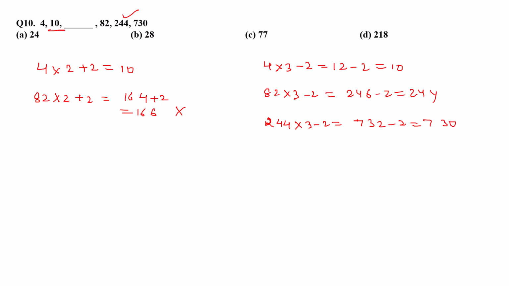It means after 10 also I have to follow the same pattern. So 10 into 3, 30. 30 minus 2, I will get 28. So 28 is there. Yes, 28 is there in B option.